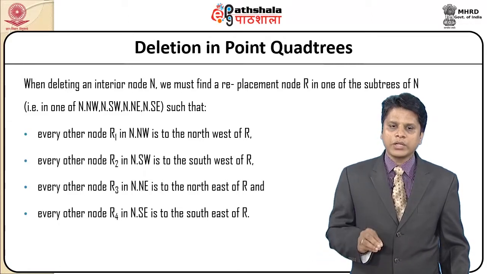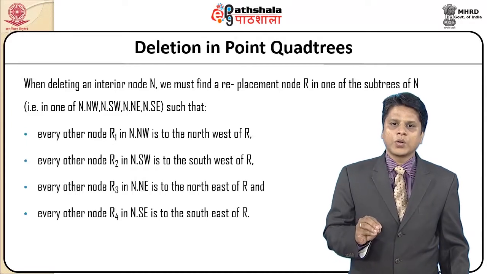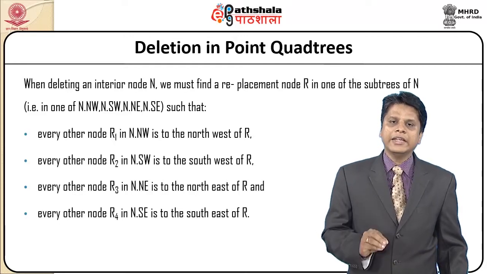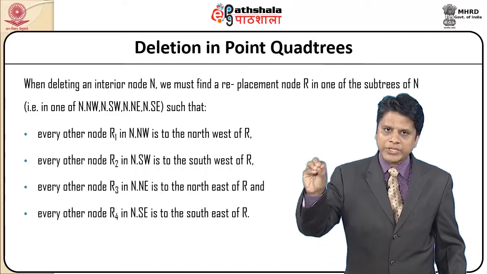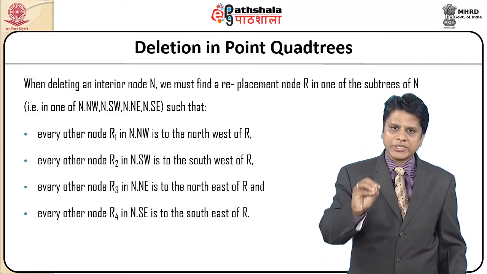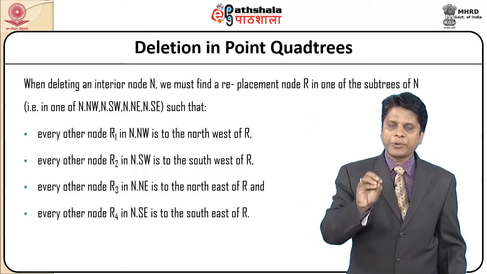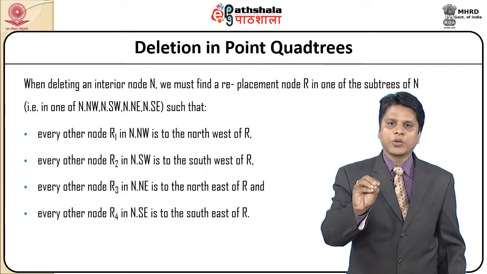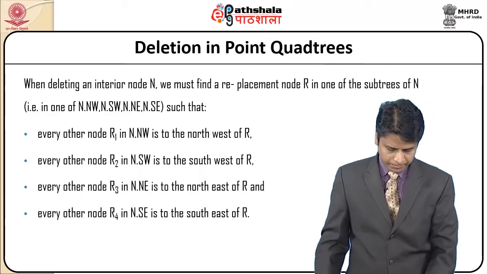So whatever node, like R1, R2, R3, R4, that I am trying to delete, this clearly indicates that I am deleting a node R1 which is present in the northwest of R. I am deleting a node present at the southwest, and simultaneously at the northeast and southeast. I am finding the location on the map where exactly it is located and trying to replace that node with some other node, or deleting the complete node.